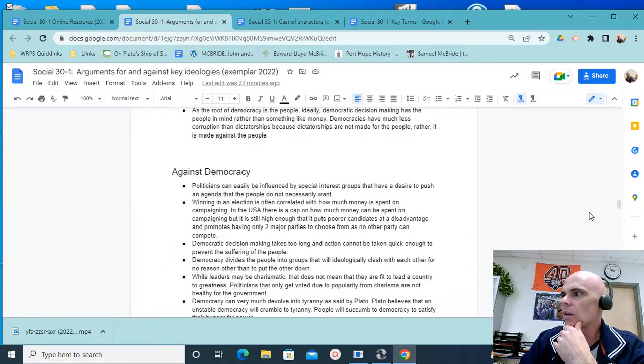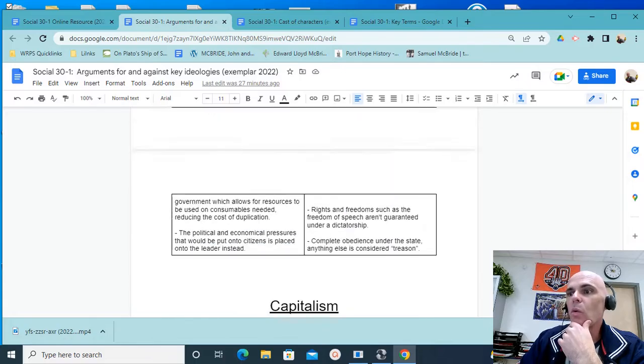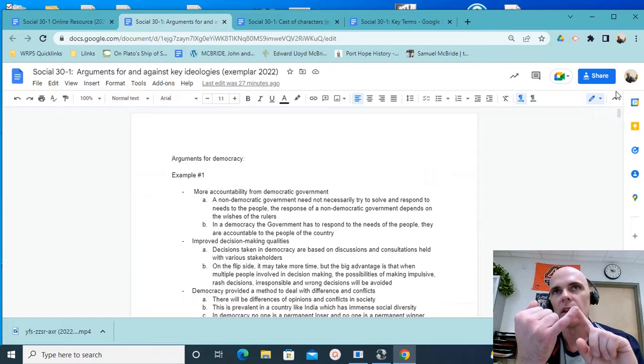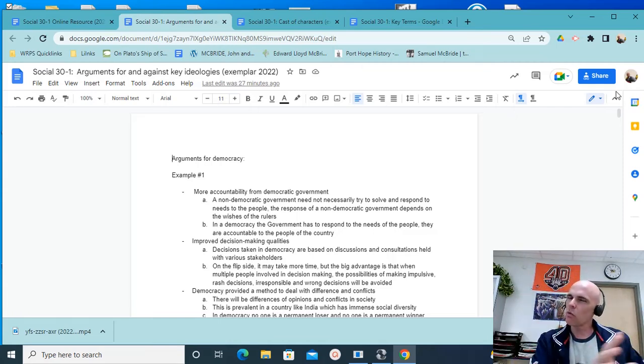So this is another what I'd call a term project, because it's going to help you prepare for writing better essays. So far we have cast of characters, we have key terms, we have arguments for and against the different ideologies. Again, sometimes these are woven into class notes, sometimes students will just create different documents, separate documents for it.